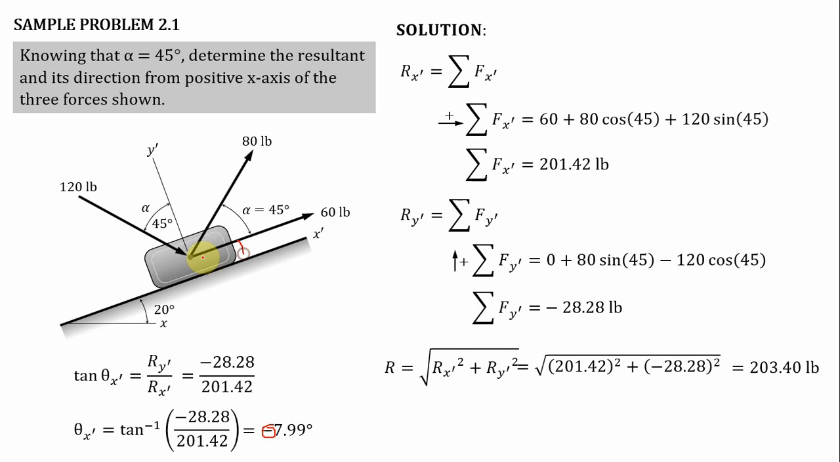Dito siya. Okay? Below, below ng positive x prime axis lang siya. Okay? So ito yung negative, ito yung nagrepresent ng negative sign ito. Okay, so that's why yung resultant direction natin is ganito.